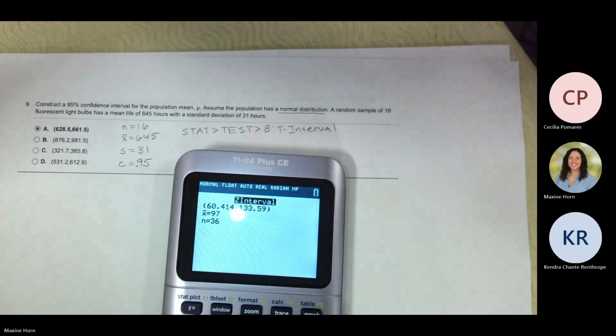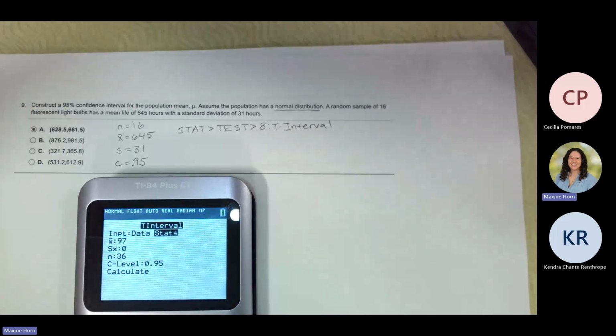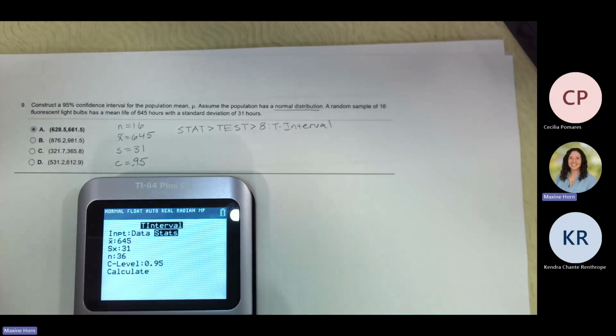Okay, so we're going to go to Stat, Tests, and this time we're going to number 8, T interval. Again, if you're on data, make sure that you're over onto Stats. All right, we give it our sample mean, which is 645, our sample standard deviation, which is 31, our sample size, which is 16, and our confidence level, which is 0.95.